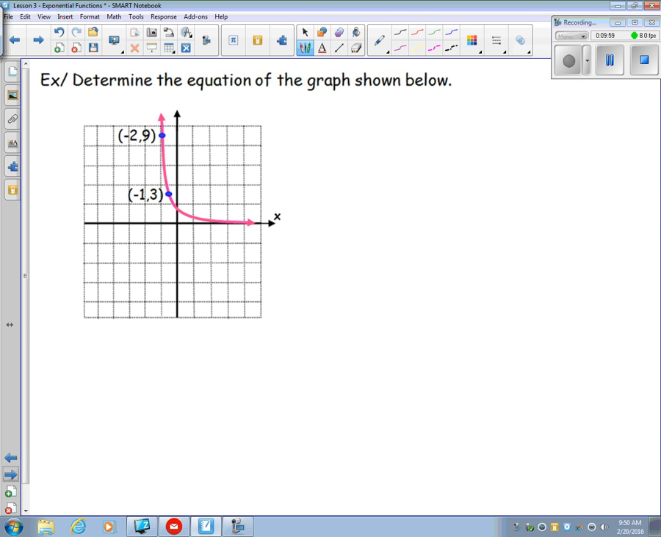Okay, let's find the equation of this graph now. Let's work backwards. So what do I recognize? I recognize, well, it's decreasing.